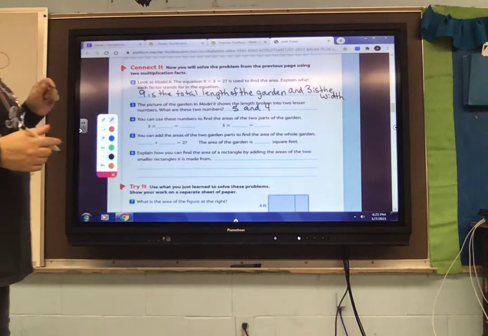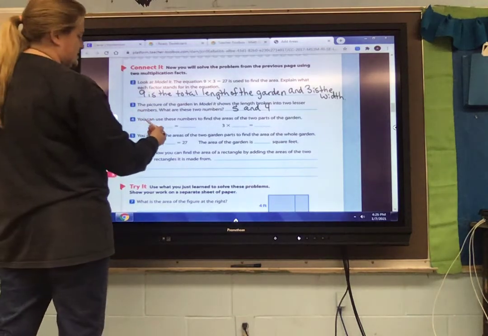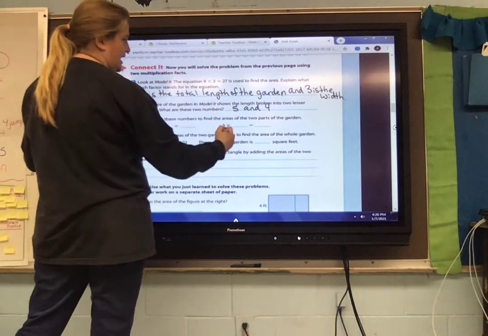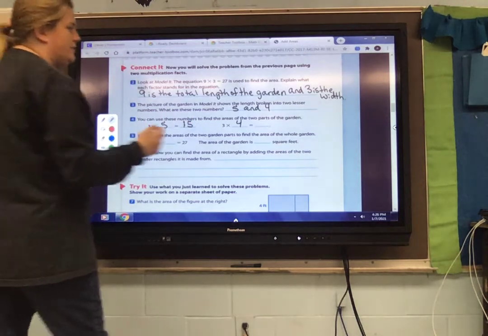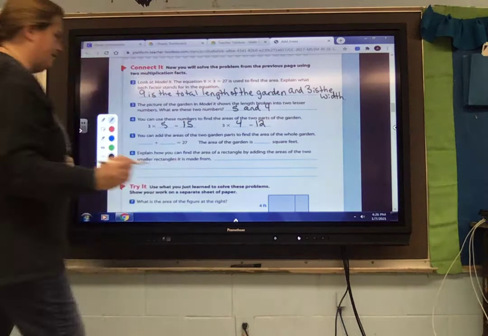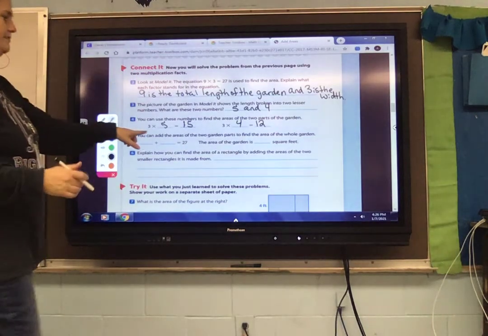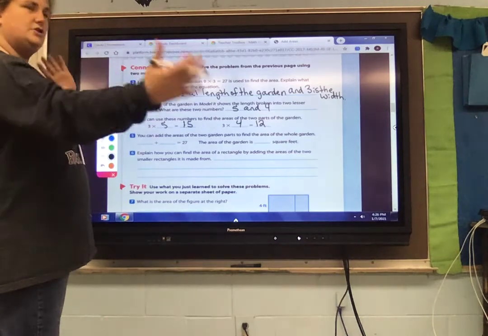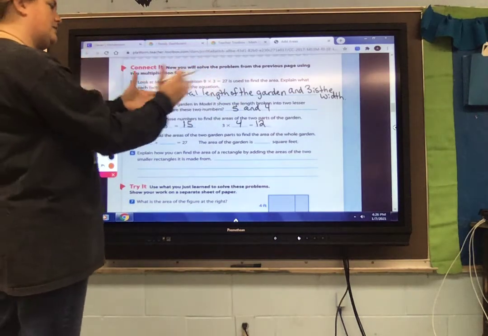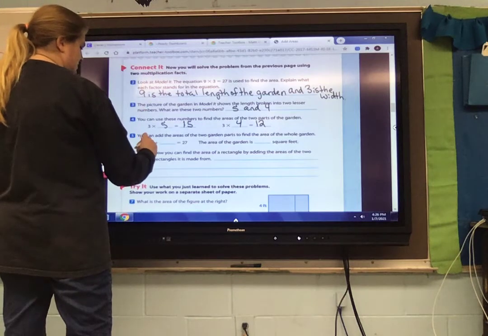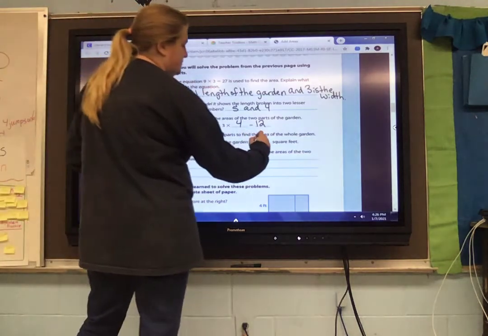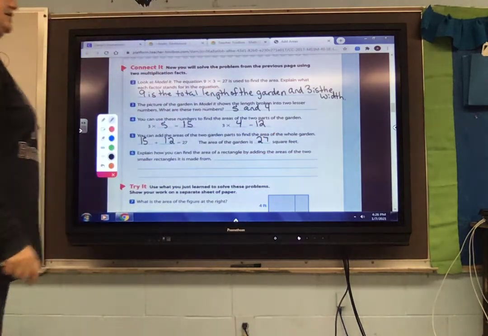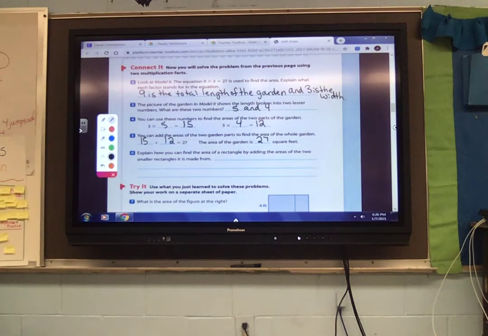We can use those numbers to find the areas of the 2 parts of the garden. So we could say 3 times 5 and 3 times 4. 3 times 5 is 15. 3 times 4 is 12. Then we can simply add. Number 5, you can add the areas of the 2 gardens, tomatoes and the corn. We can put them together. So 15 was our tomato, 12 was our corn. 15 and 12 we already know is 27. So that's another way we can get the area of the entire garden, is by adding the area of the tomatoes with the area of the corn.